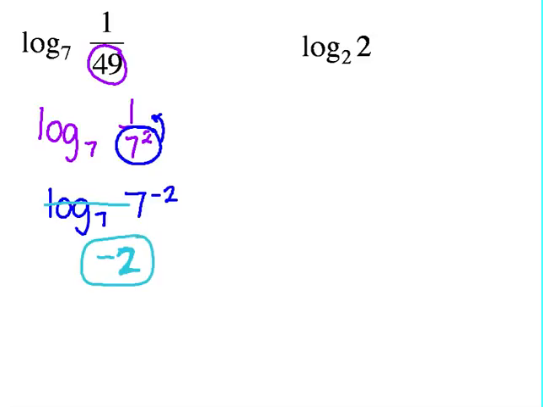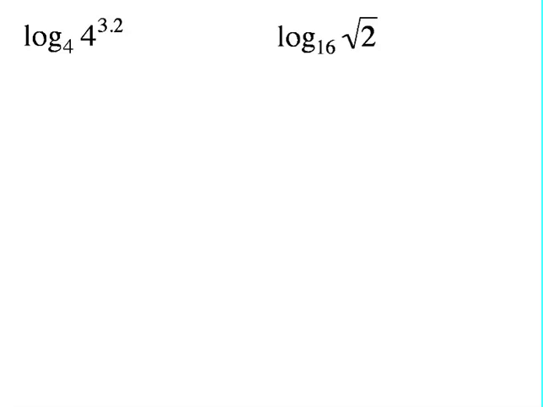All right, this next one should be really easy. What's the answer going to be here? 1. Very good, because it's 2 to the first. Okay, so your answer here is going to be 1. All right. Wouldn't it just be 3.2? 3.2. Good, because they just cancel.